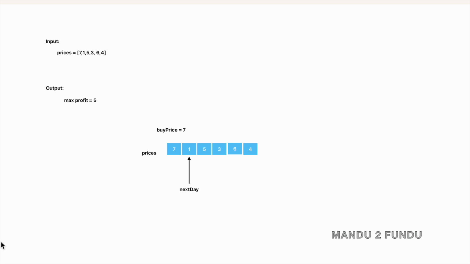So how can we compute the maximum profit? Let's use this same input as an example. In this case the buying price is initially set to the first day price, and then we start from the second day onwards and keep comparing the buy price and the next day price. We compute the profit between this value and the buying price, and then keep updating the maximum profit whenever we see a maximum value.